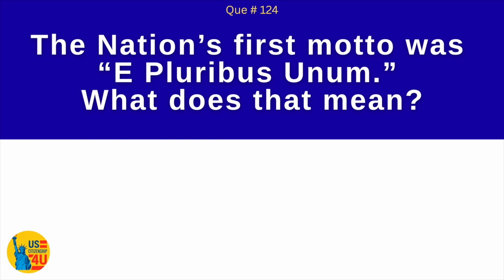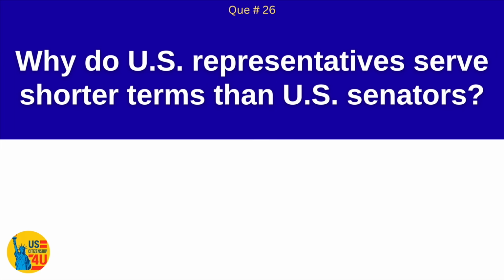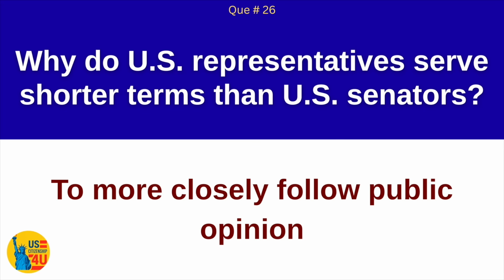The nation's first motto was E pluribus unum. What does that mean? We all become one. Why do U.S. representatives serve shorter terms than U.S. senators? To more closely follow public opinion.